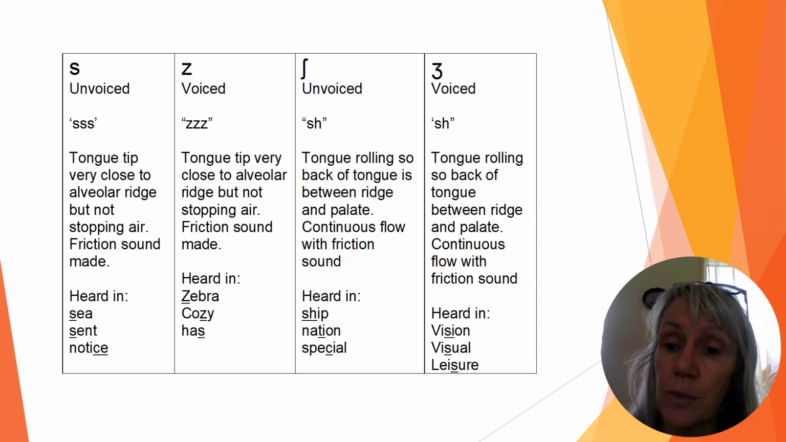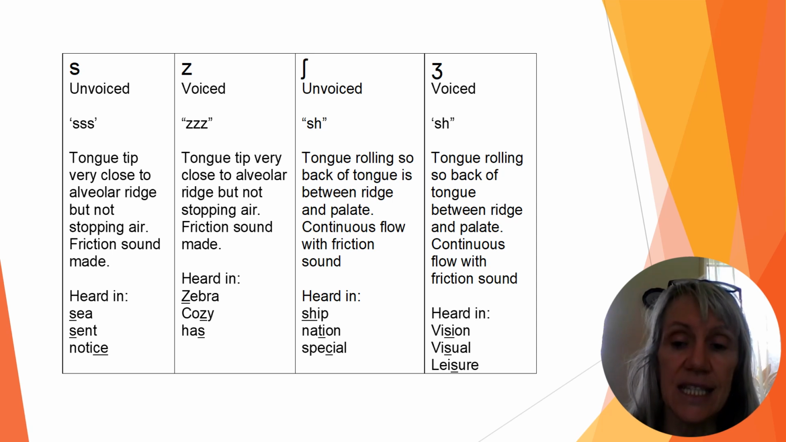Moving on with some more consonant phonemes, you'll see in the first column what looks like the letter S. And again, we haven't even discussed our letters yet, but still a lot of these will look like the letters that they sound like. It's unvoiced, and it's that s sound. Tongue tip is very close to the alveolar ridge, but not stopping air. Friction sound is made. So you're hearing the friction. When this says there's a friction, you're actually hearing like a hissing sound, and that's the friction we're hearing.